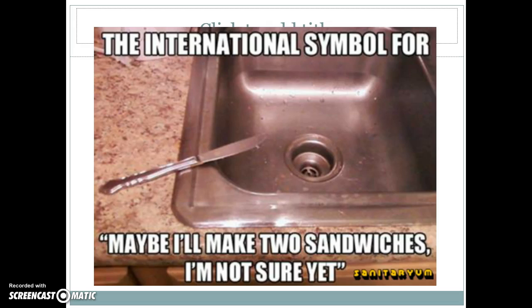Knock on wood that the tech gremlins are out of my system so that we can work on some story problems together.